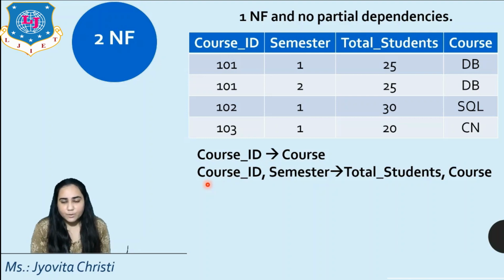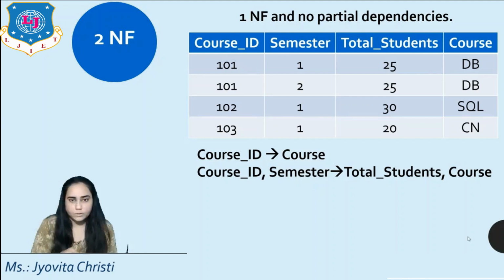You do understand what a partial dependency is, right? You have course, and then course depends on course ID as well as semester, but then course also depends partially on course ID, because just course ID is also enough for us to tell which course it is. So this is a partial dependency. So let's see what types of problems are created because of a partial dependency.